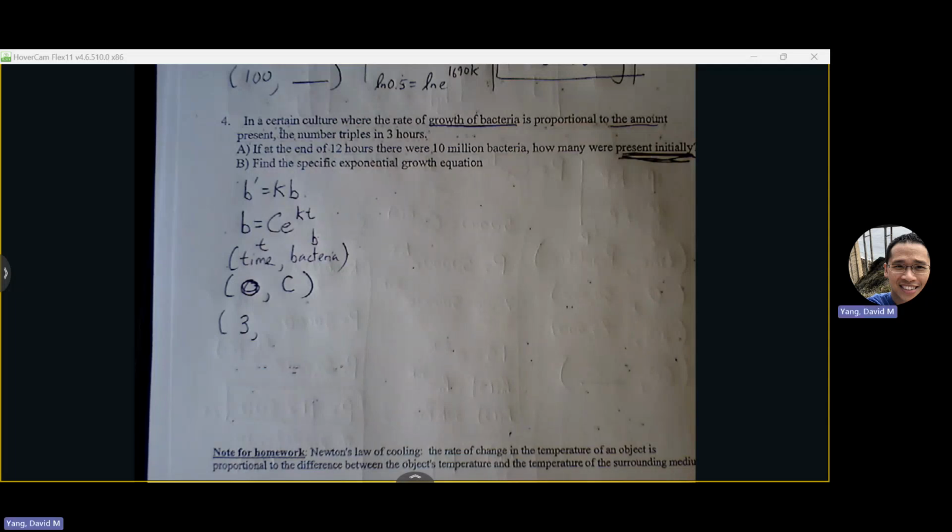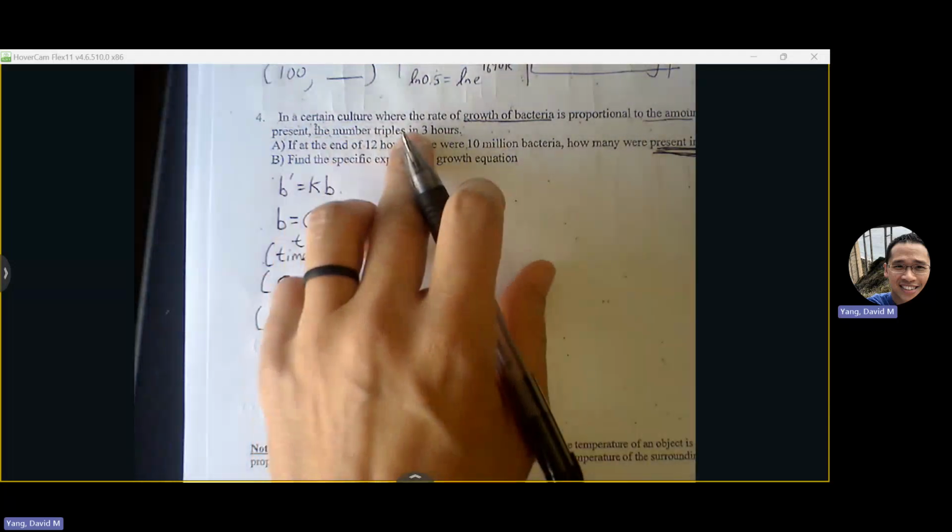What's triple the value of C? Well, how can I represent that? 3C. Right, triple my initial amount. Again, I don't know what it is, but I have that relationship based off of what they say here.